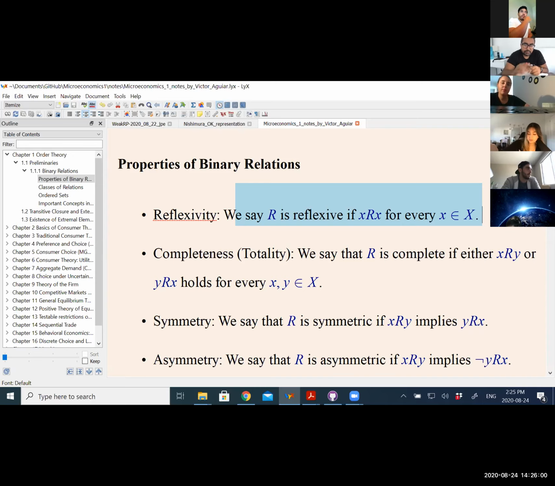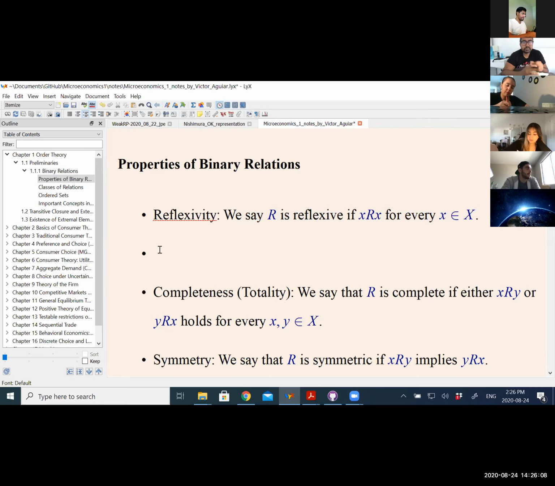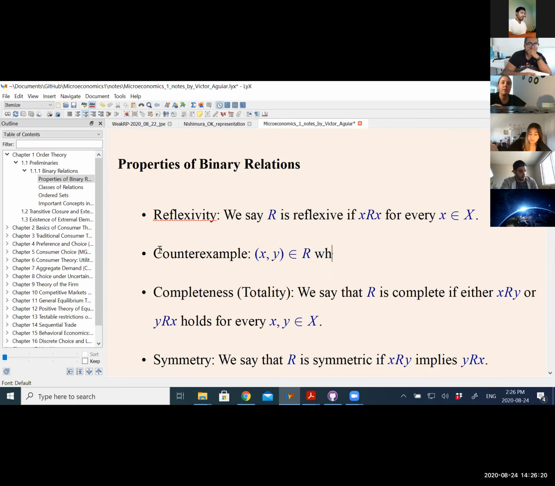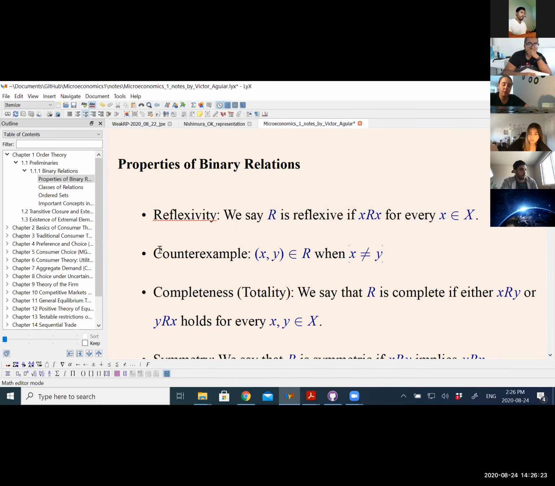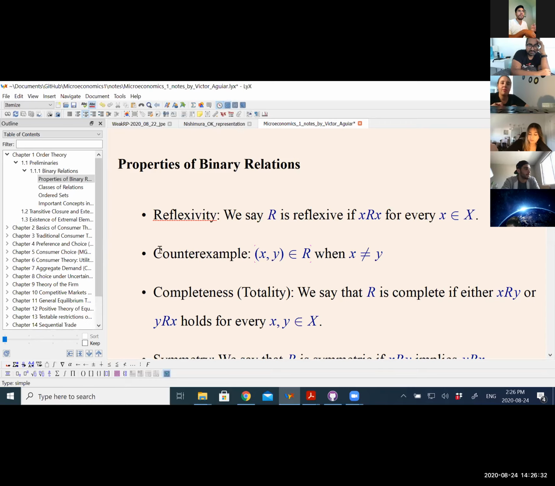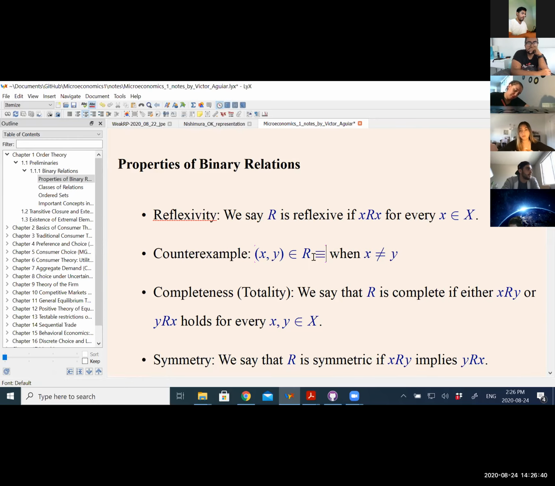Can you find any counterexample for this property? Is this possible? Yeah, for instance, I'm going to write a counterexample. Let me do it here. Imagine the following relation: x, y is in the relation when x is different than y, right? So this particular relation is telling me you are different. So x is different from y. That's the name of the relation. So the relation is called being different.